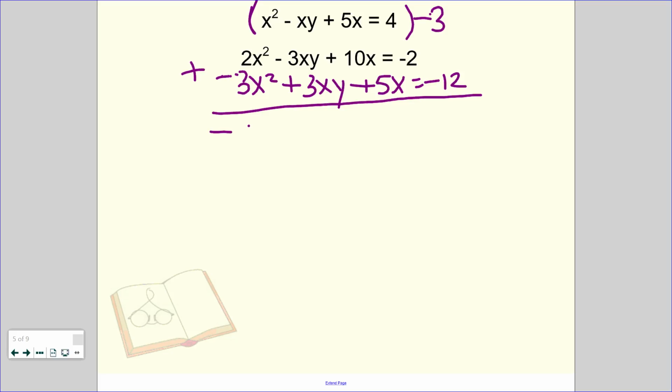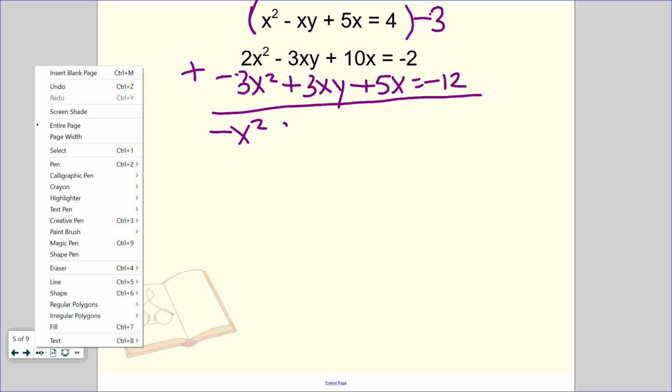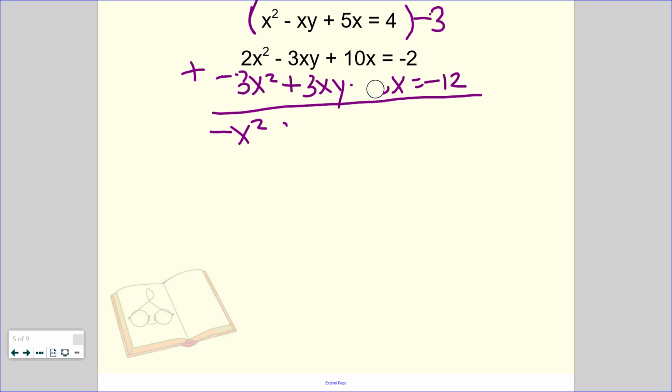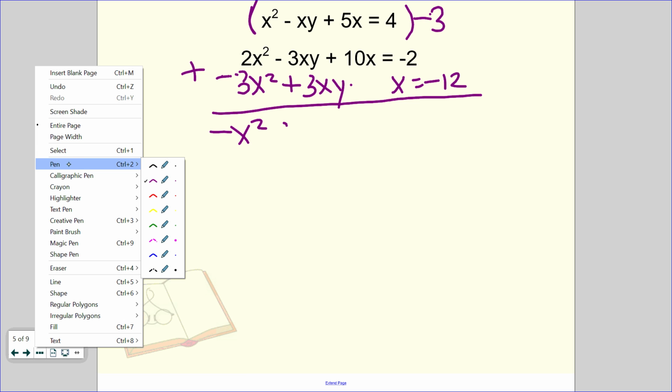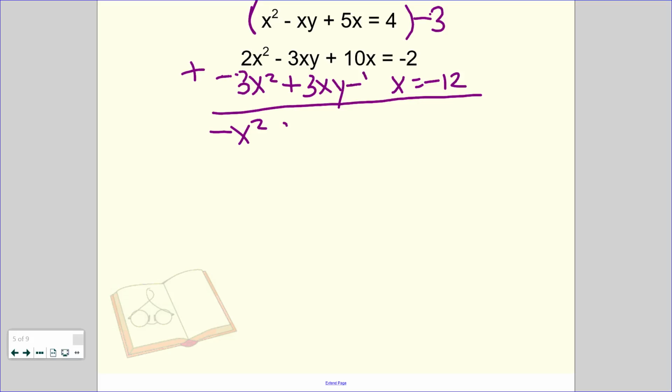That gives me a negative x squared, xy's cancel. Let's see, what was that? Oh, did I miss a number there? Hold on, back up. Back up, back up. That wasn't a 5x. That was a negative 15x. Better. Okay, 10x and negative 15x give me a negative 5x.